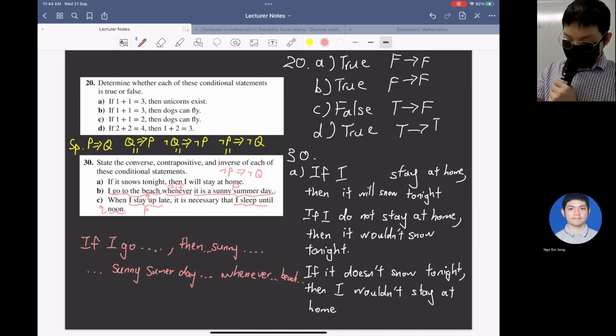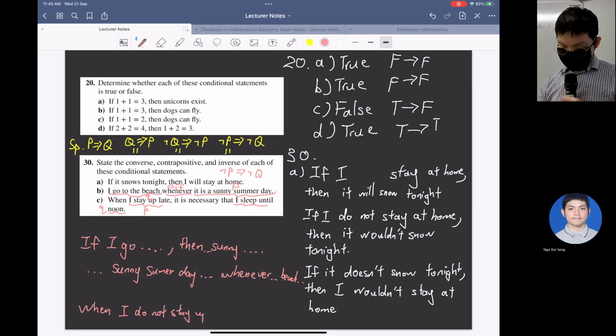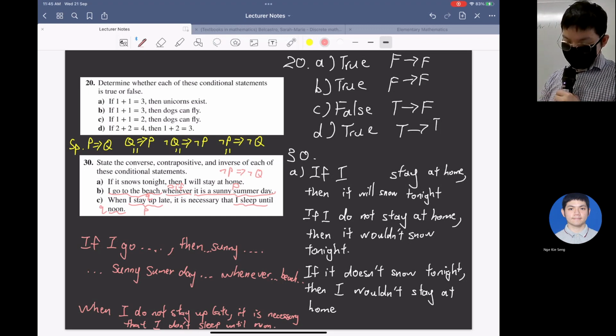Contrapositive. Next. Wait. Contrapositive again. Say again. When I do not stay up late, it is necessary that I do not sleep until noon. So this is the inverse, right? This is not the contrapositive. This is the inverse. So what's the contrapositive?